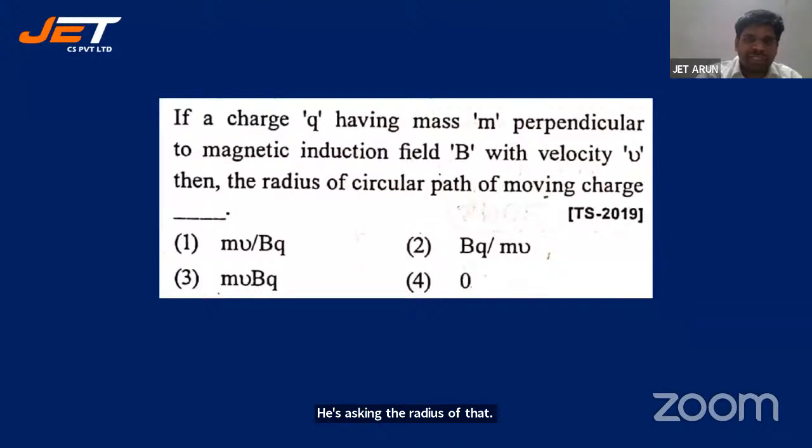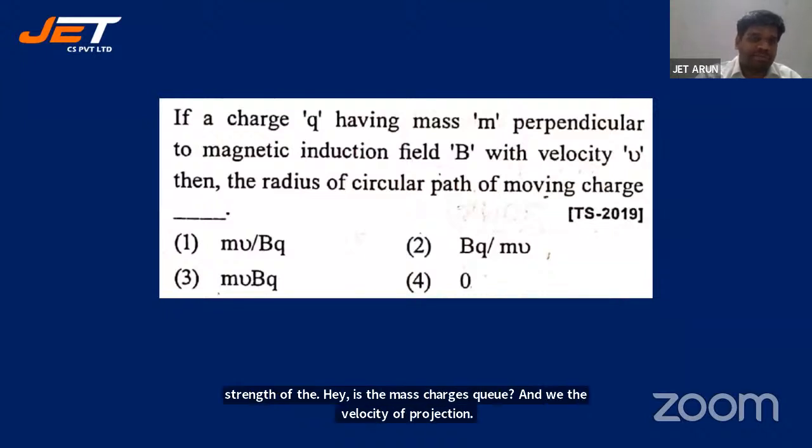M is the mass, V is the velocity, students. mv by bq, bq by mv, mv into bq, or 0. B is the magnetic induction field, the strength of the magnetic field, m is the mass, charge is q, and v is the velocity of projection, perpendicular to the magnetic field. That's very important, perpendicular to the magnetic field.